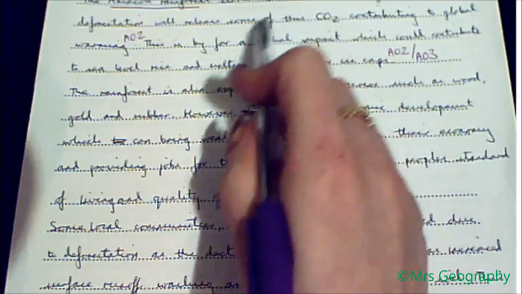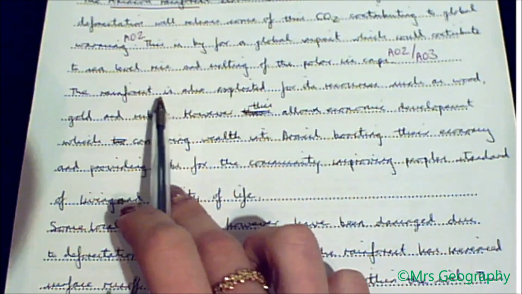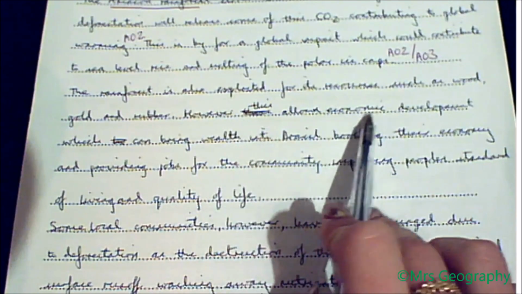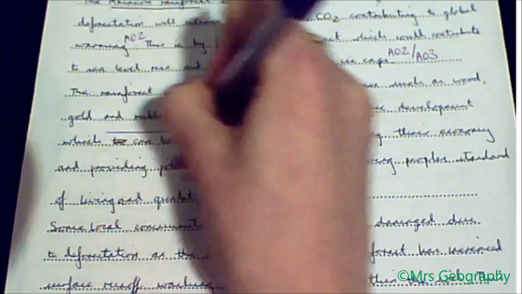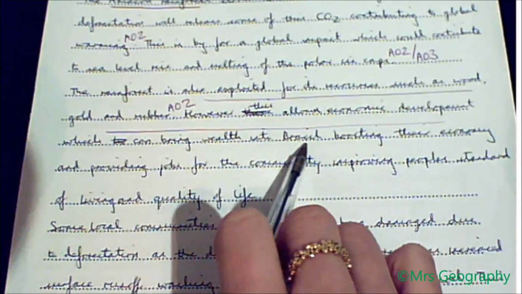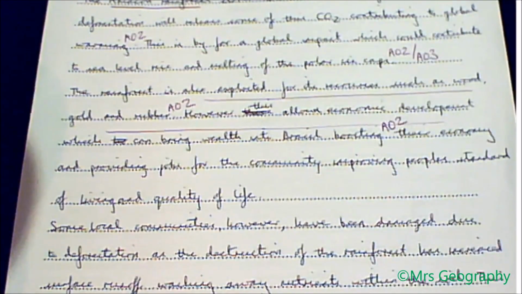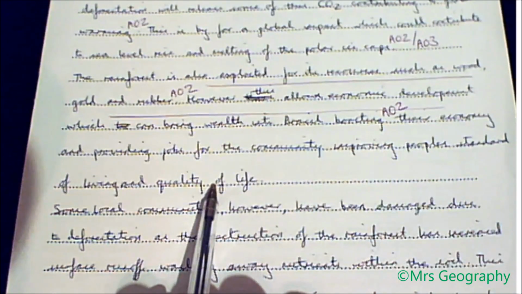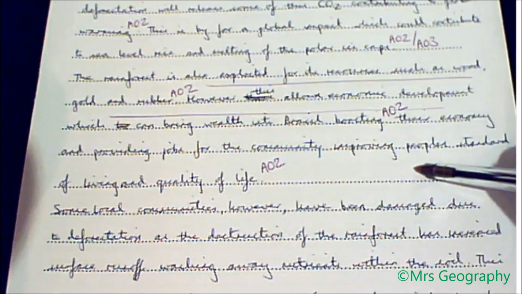So they've already mentioned above the environmental effects. Then they move on to the economic effects by saying the rainforest is exploited for its resources. This allows economic development, which can bring wealth. So we've got AO2 all the way throughout here, which can bring wealth to Brazil. That's them showing their understanding and applying their knowledge, which is AO2. Providing jobs for the community, improving people's standard of living and quality of life. Again, applying their knowledge.